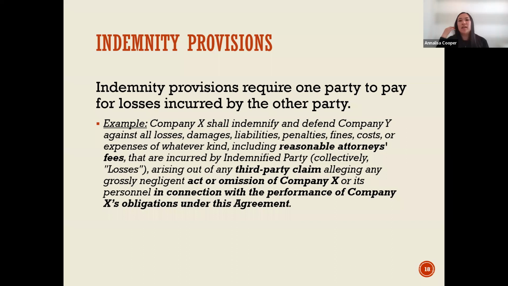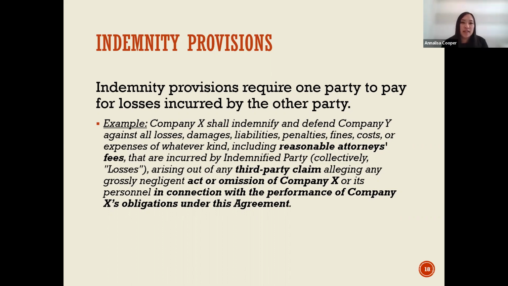Indemnity. This is also another very important provision. It's a risk allocation provision, and it basically requires one party to pay for the losses incurred by the other party. There is an example here that we can walk through of a very brief, very high level indemnity provision. They're usually much more detailed than this, but there are many issues within an indemnity provision. So I just wanted to explain how it works and go through the issues.